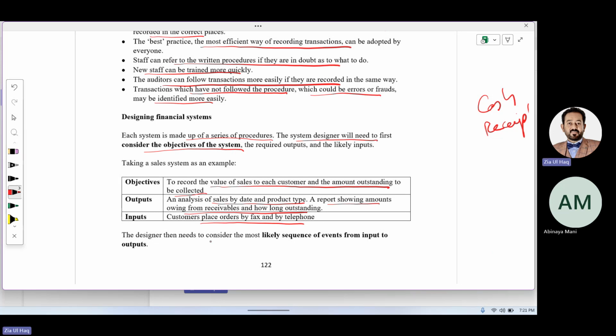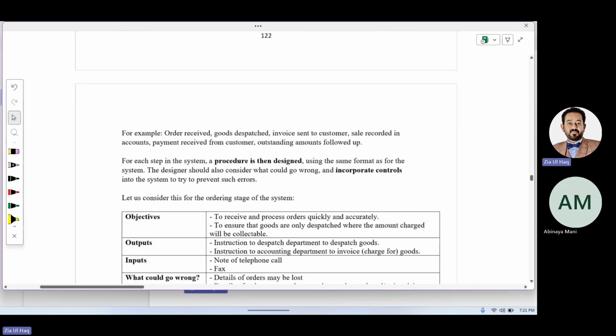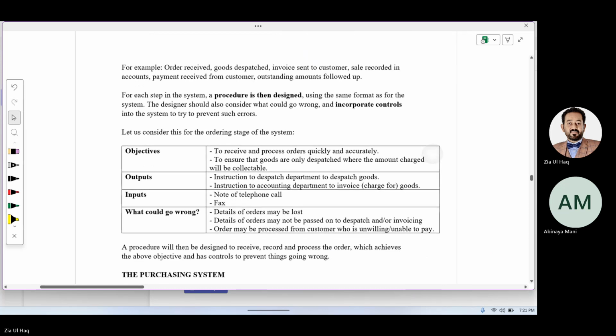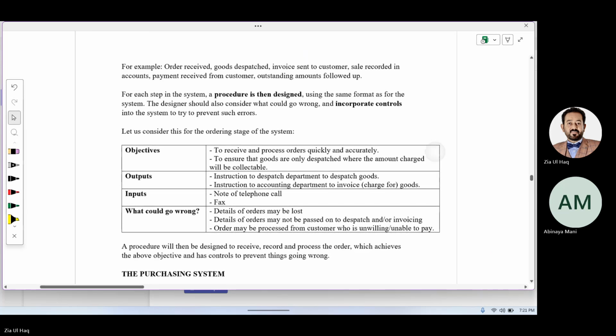The designer then needs to consider the most likely consequences of events from input to output. So what could be the objective? To receive and process orders quickly and accurately. To ensure that goods are only dispatched where the amounts charged will be collectible. Instruction to the dispatch department to dispatch goods. Instruction to the accounting department to invoice the charge for the goods.